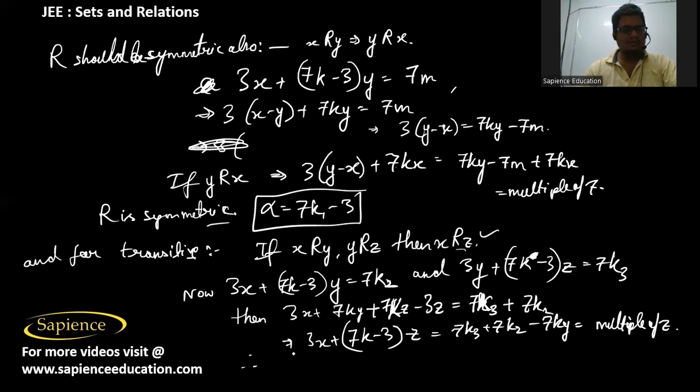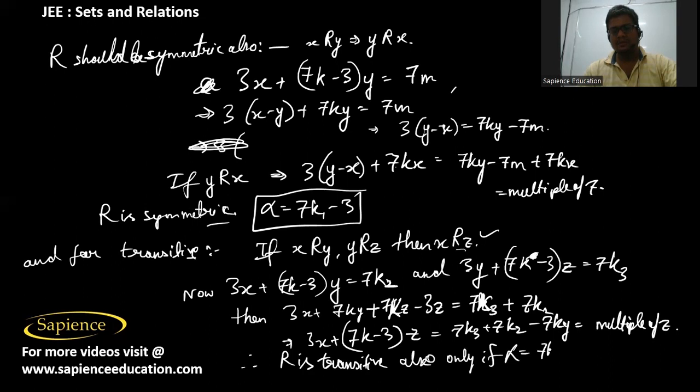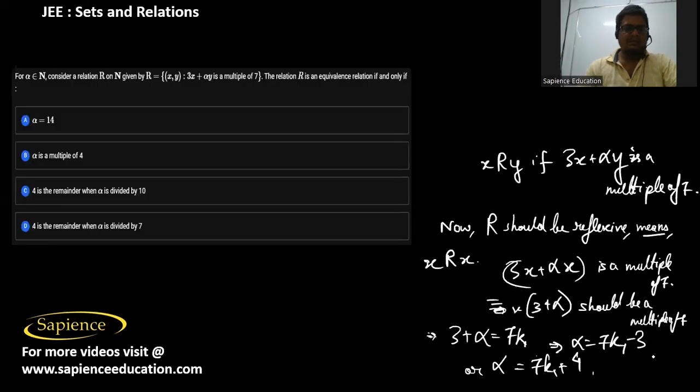So therefore R is transitive only if alpha is of the form 7k1 minus 3, or I can say it is of the form 7k1 plus 4. So it means that 4 is the remainder when alpha is divided by 7. Since alpha is of the form 7k plus 4, when alpha is divided by 7, the remainder should be 4. So option D is the correct answer.